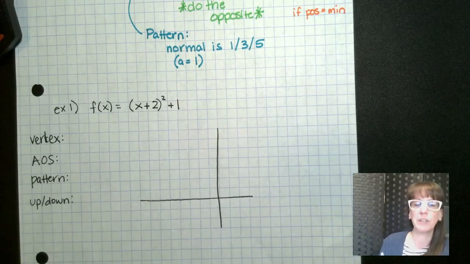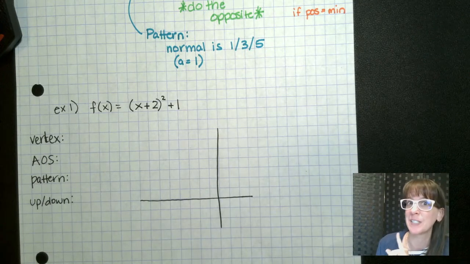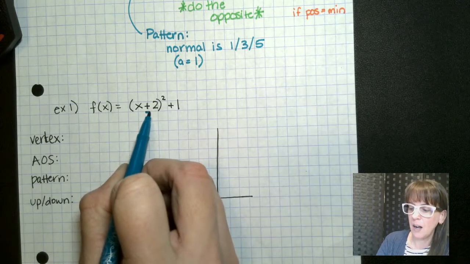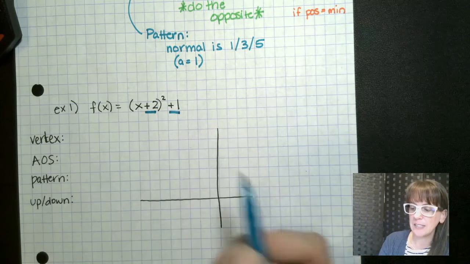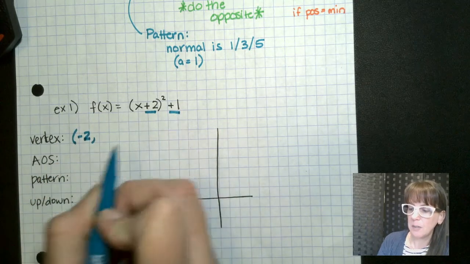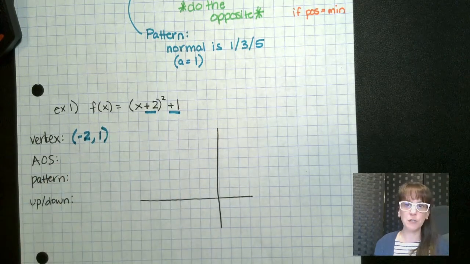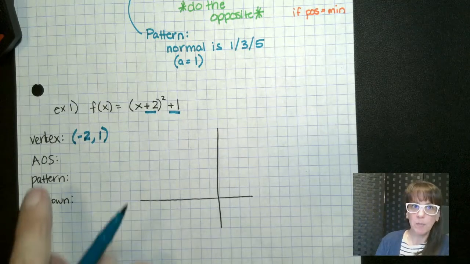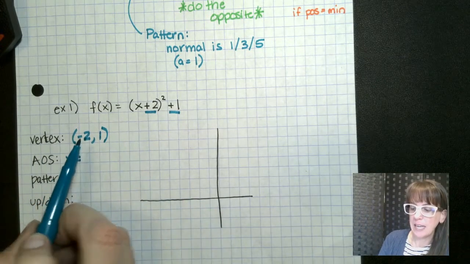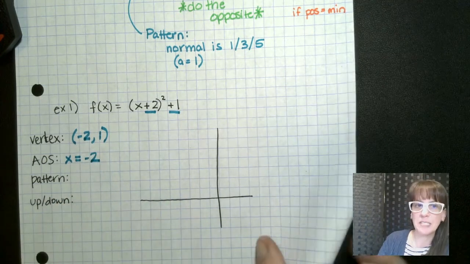So the first thing we want to figure out is our vertex. This is called vertex form because it's easy to find your vertex. All you do is opposite this, regular this. So the opposite of positive 2 is -2, 1. Bam, there's your vertex. Much easier than standard form. Remember, our axis of symmetry is always written as the equation of a line, and you use the x that's in the front here. So x equals -2.